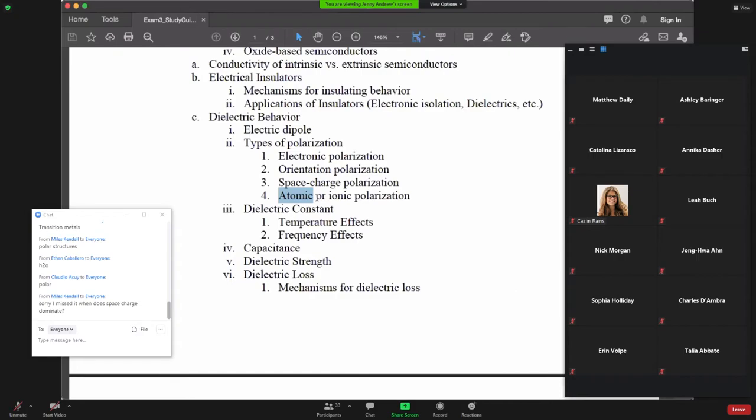Space charge is really more relevant for very specific applications. Like if you process a material in such a way that you get trapped charges, you see it more often if you're dealing in environments that have irradiation. It's a very unique situation, and for the sake of this class, I probably would not be giving you a scenario where that was the dominant mechanism.